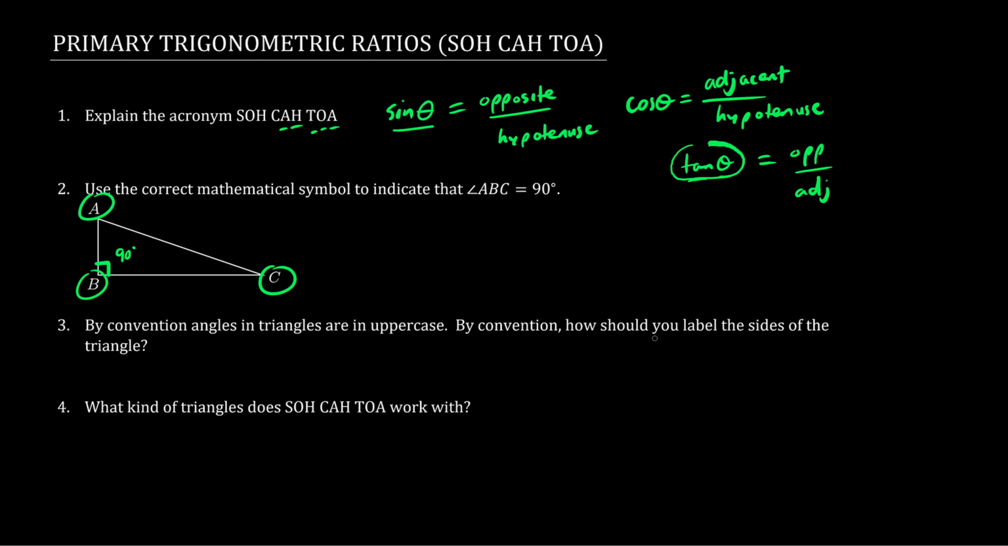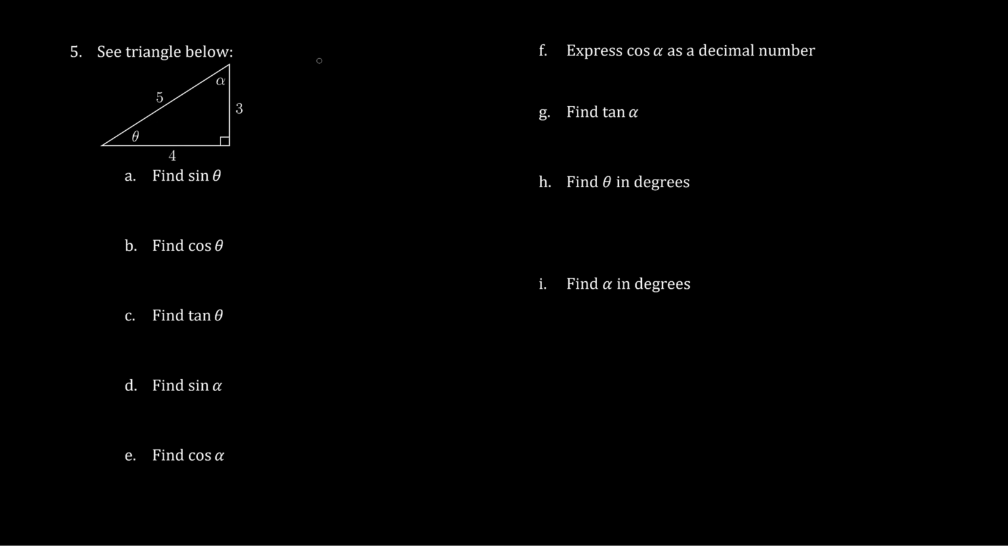By convention, how should you label the sides of the triangle? Opposite the angle capital B, we use lowercase b. Opposite the capital A, we use lowercase a. And opposite, across the field from C, we have lowercase c. And what kind of triangles are we dealing with for SOH CAH TOA? We're dealing with right triangles. So SOH CAH TOA only works when we're dealing with right triangles. So the acronym to remember is SOH CAH TOA, and we use this when dealing with right triangles.